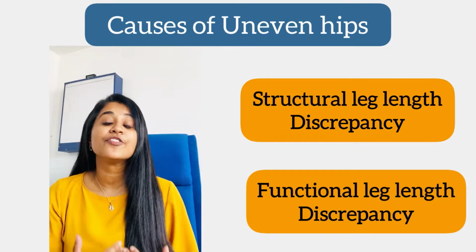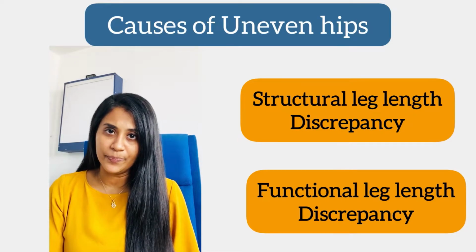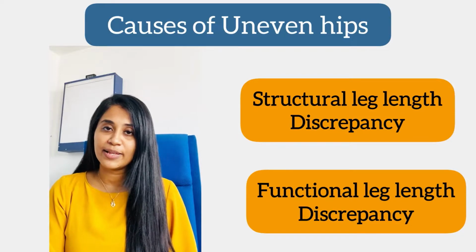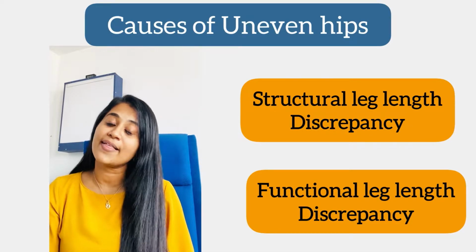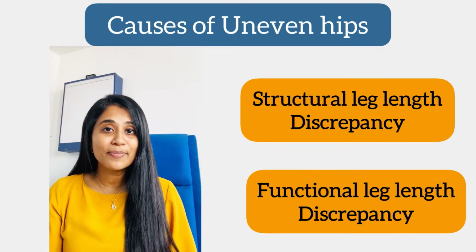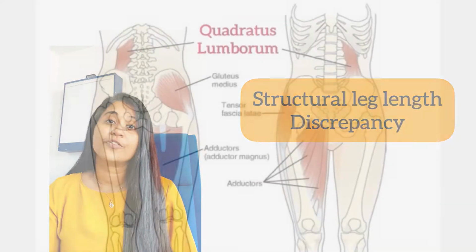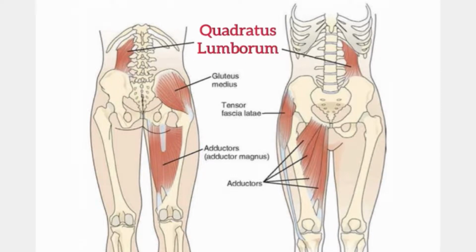This is where physiotherapy can really help you. The major muscle groups which can contribute to the lateral pelvic tilt are the lower back and the hip muscles. A lateral pelvic tilt can be the result of an imbalance of the QL, the quadratus lumborum, a lower back muscle, the hip abductors, the outer hip muscles, and the hip adductors, the inner thigh muscles.